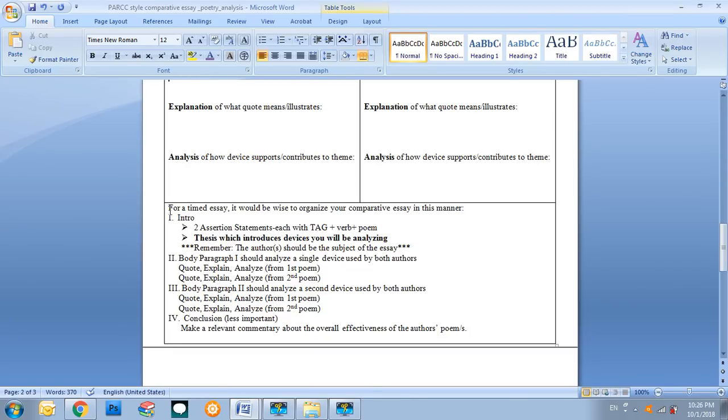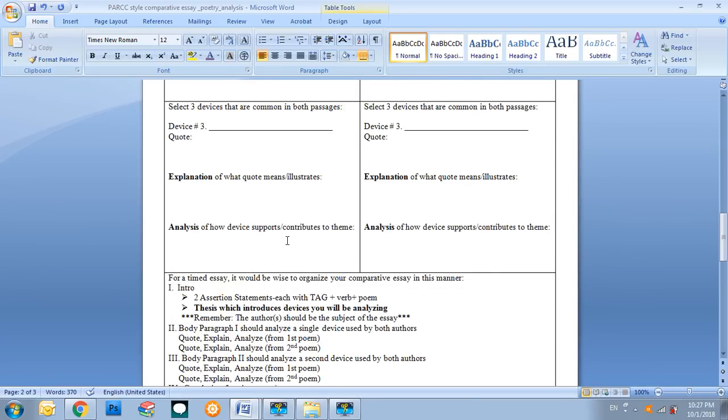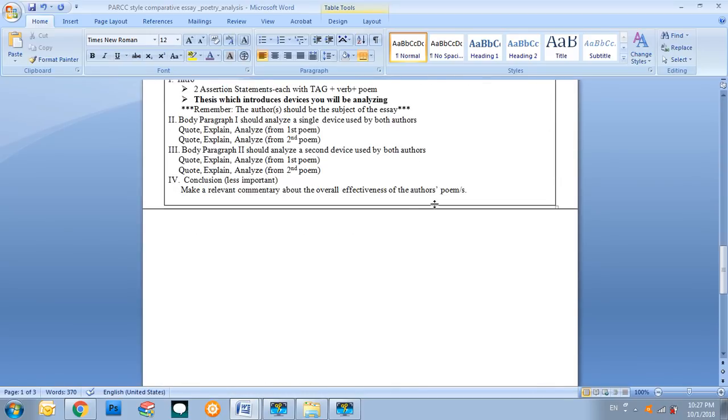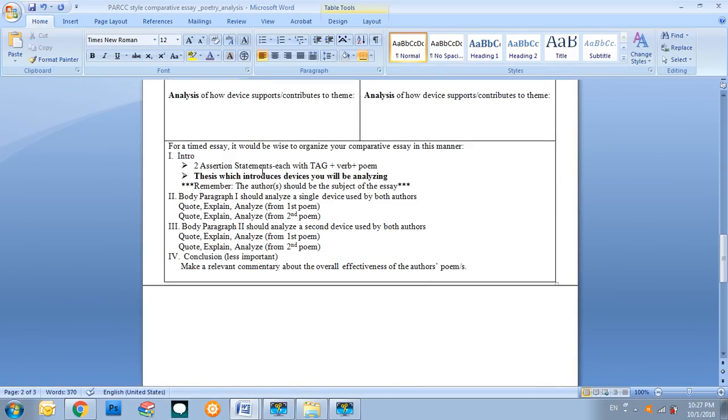At the very bottom, here is a sample outline to help you write a comparative analysis essay. Basically, you have your introduction, which would be this first Roman numeral, okay, two assertion statements. These are the tag statements, right, that basically says, hey, this author wrote this poem talking about this, and then this author wrote this poem talking about this. Then you would write a thesis, which introduces the devices or the strategies that you'll be analyzing.